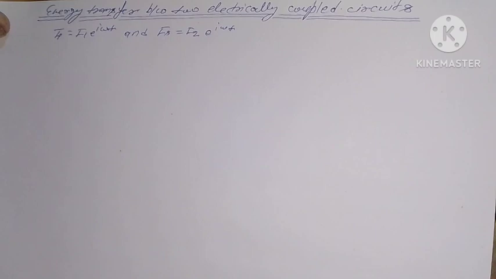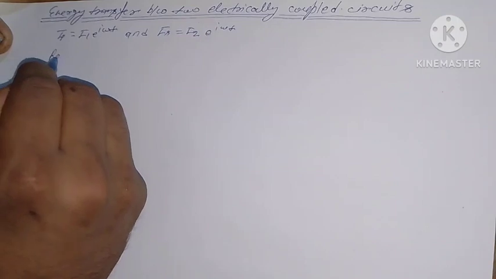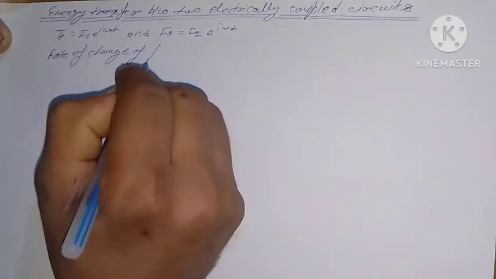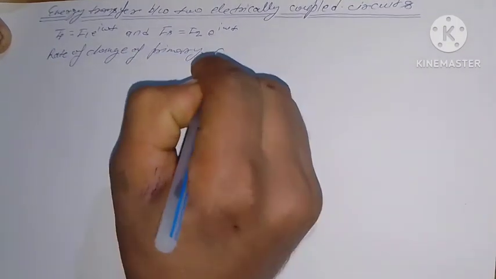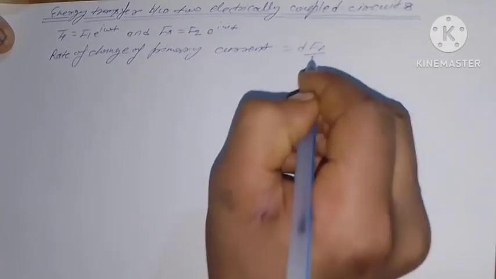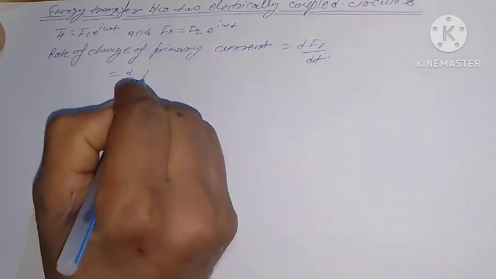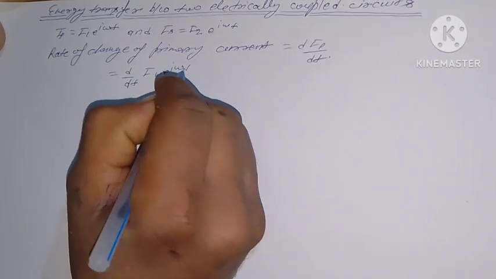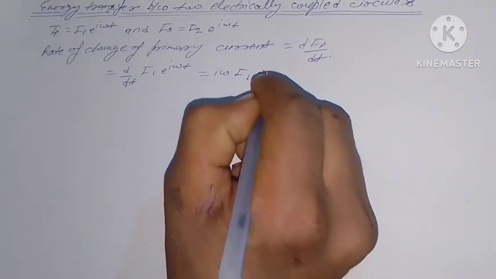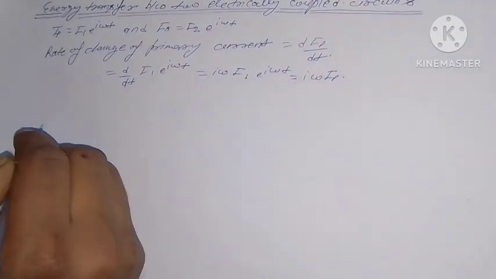Then the rate of change of primary current. Rate of change of primary current equal to dIP upon dt, equal to d upon dt of I1 e to the power i omega t, equal to i omega I1 e to the power i omega t, equal to i omega IP.